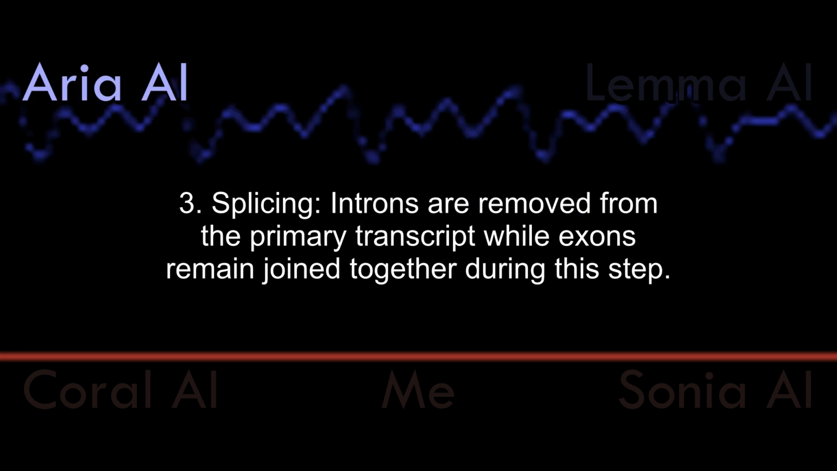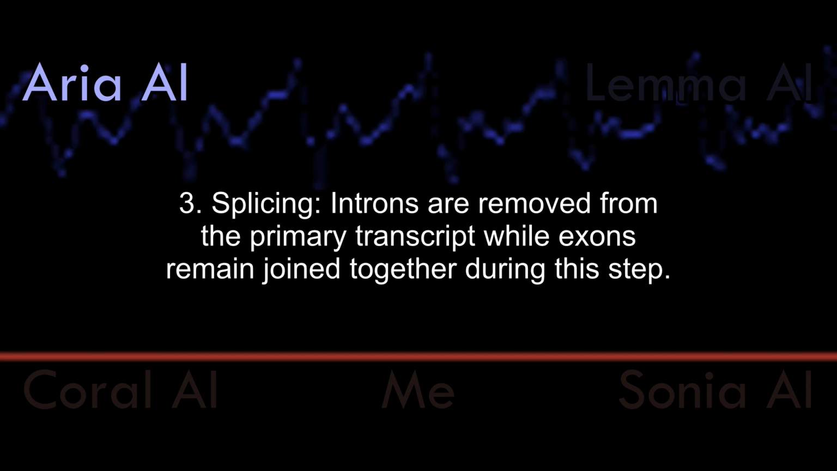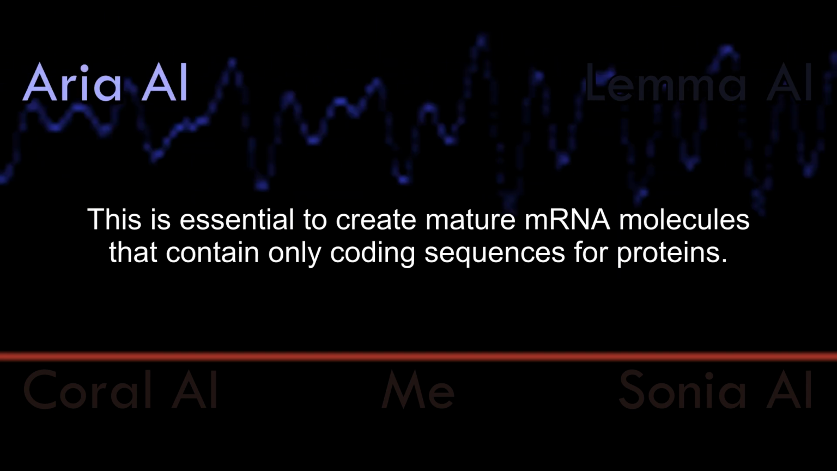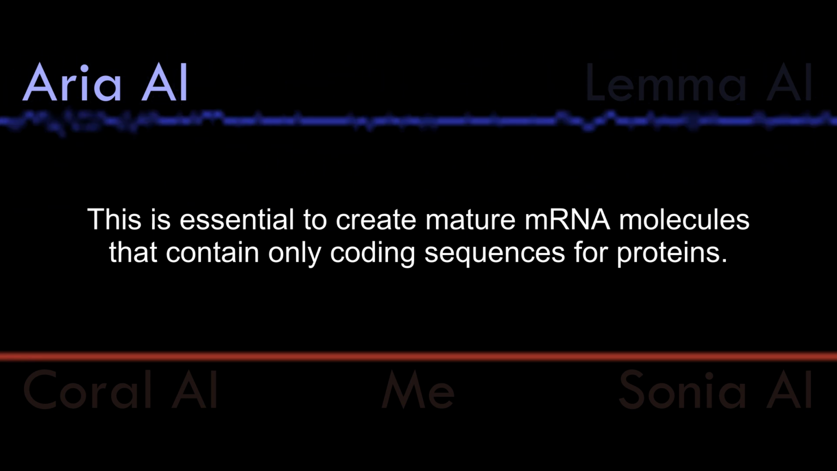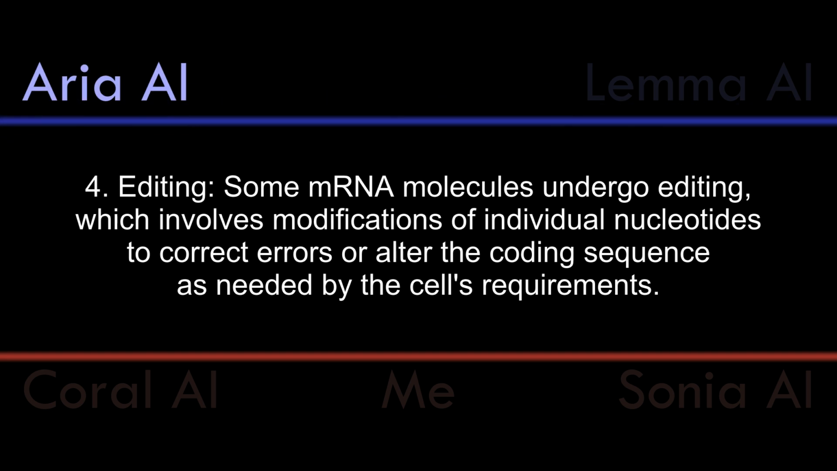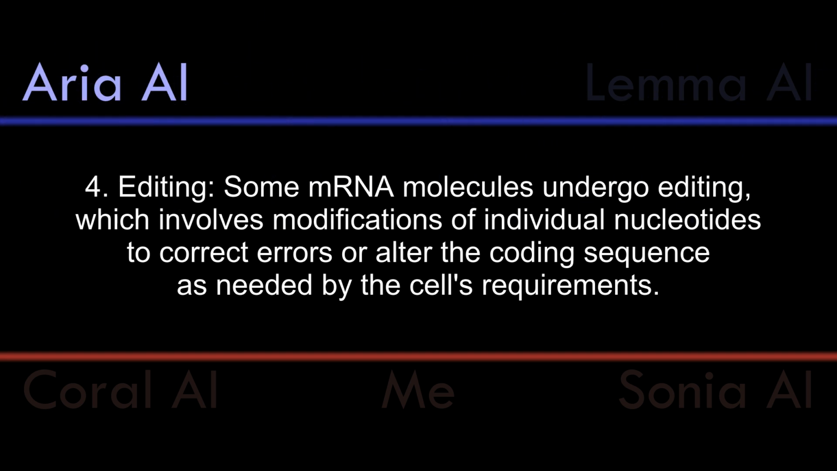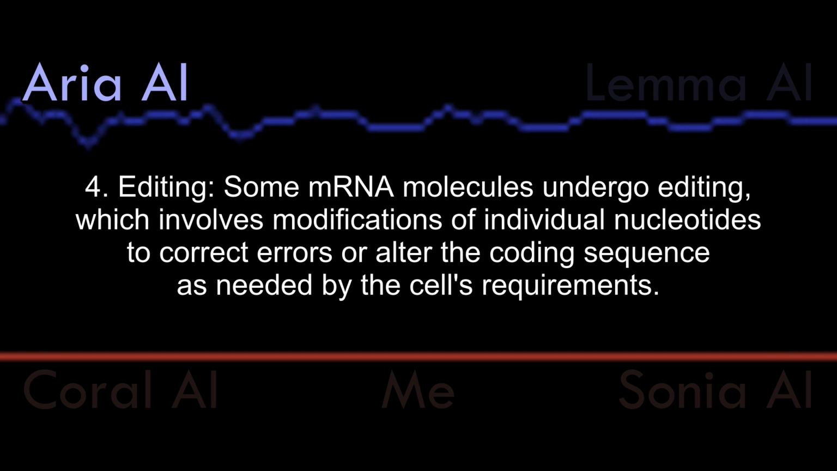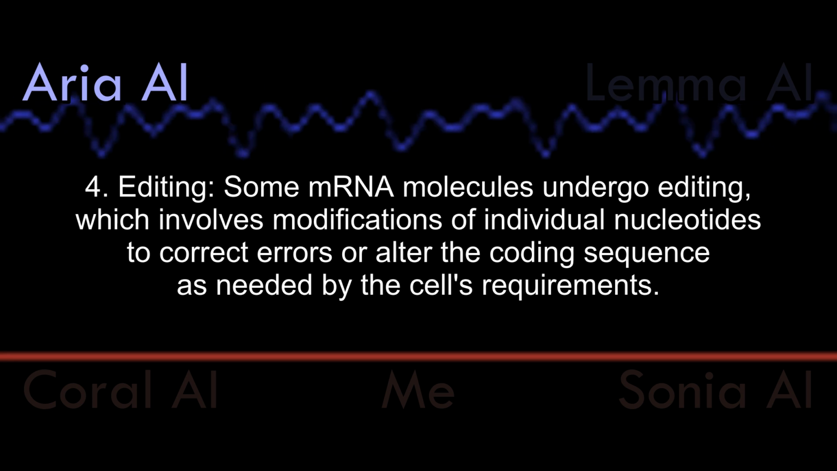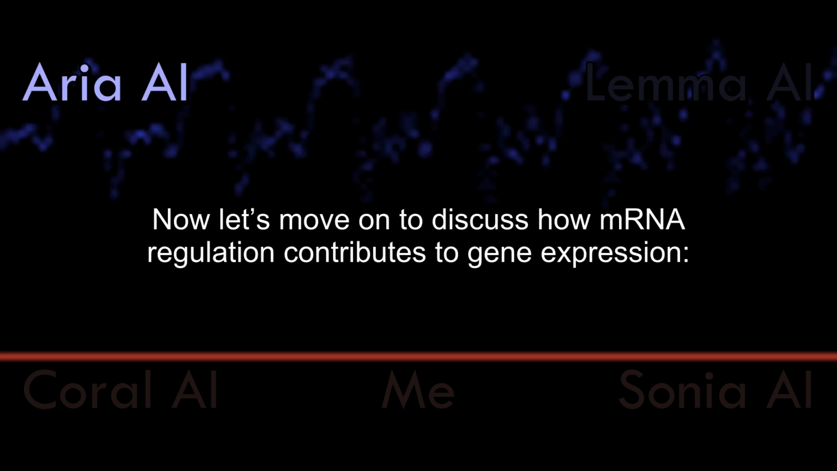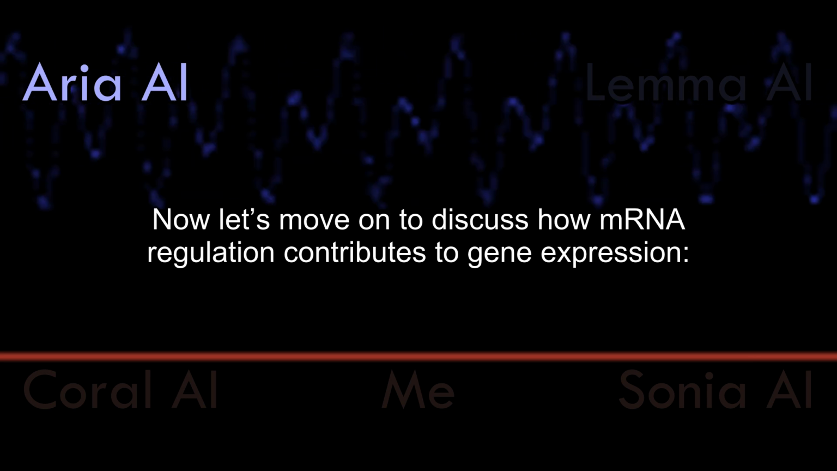3. Splicing. Introns are removed from the primary transcript while exons remain joined together during this step. This is essential to create mature mRNA molecules that contain only coding sequences for proteins. 4. Editing. Some mRNA molecules undergo editing, which involves modifications of individual nucleotides to correct errors or alter the coding sequence as needed by the cell's requirements. Now let's move on to discuss how mRNA regulation contributes to gene expression.